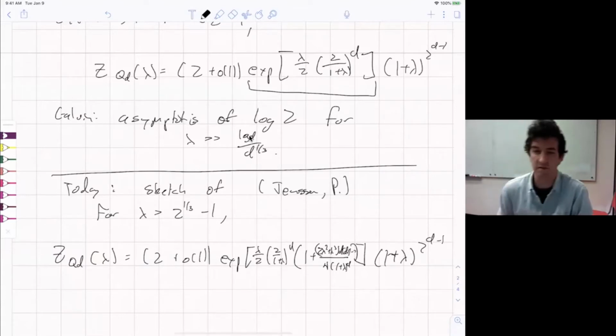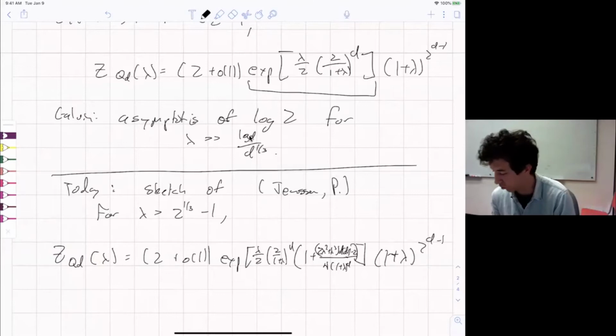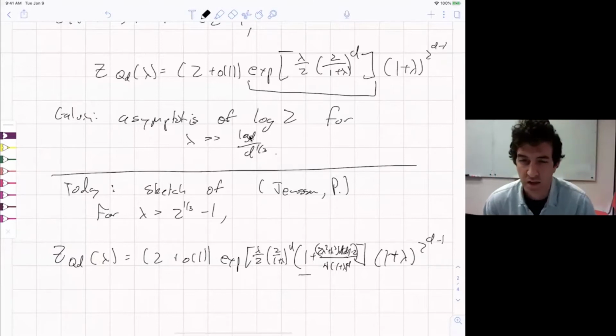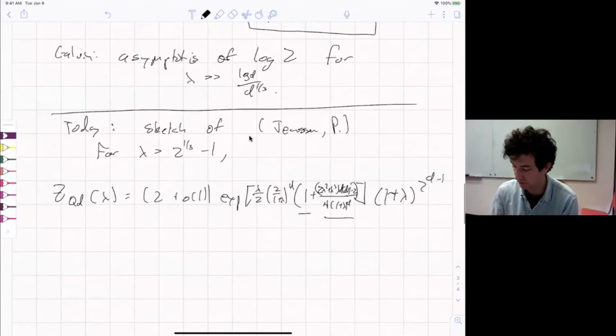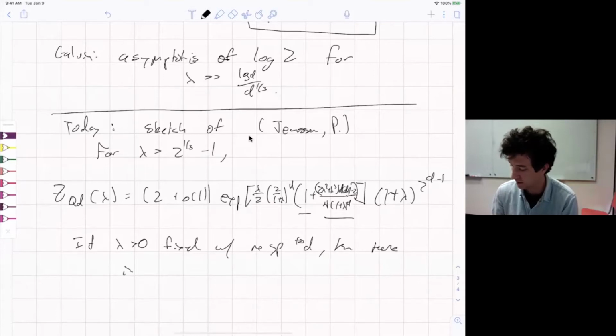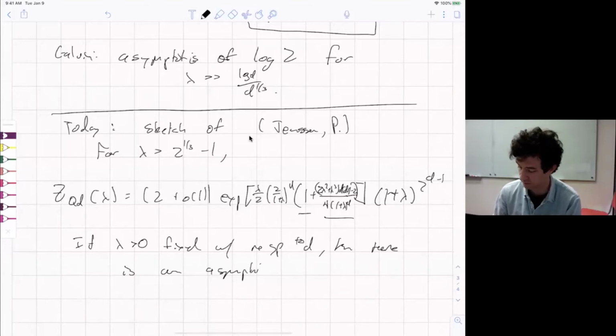Okay, so there's something there, but the point is that there's 2 terms. There's one term and there's a second term. Okay, and what we'll see is if lambda is positive and fixed with respect to d, then there is an asymptotic formula with some constant number of terms in the exponential.